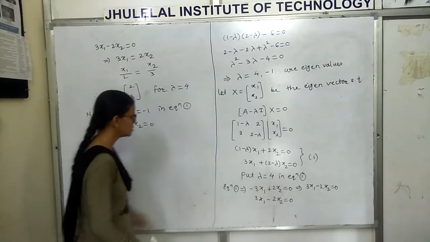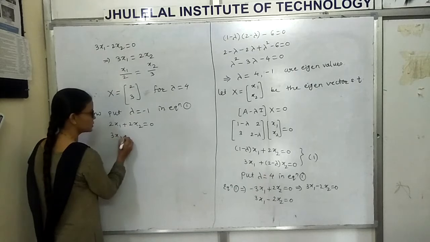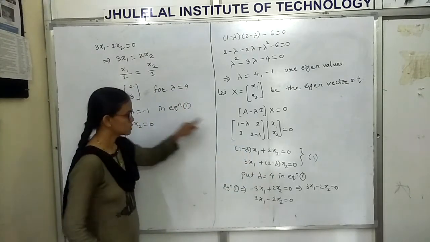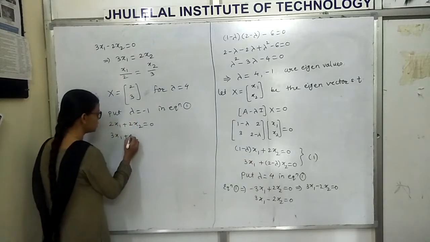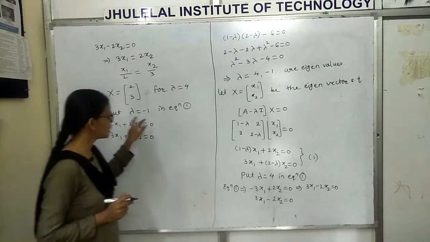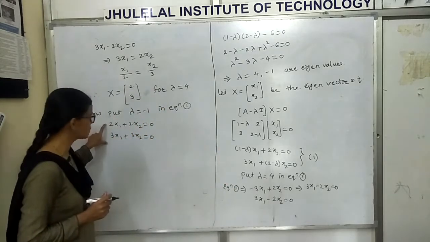In equation 2, here 3x1 plus 2 minus of minus 1. So 2 minus of minus 1 here will be 3x2 equal to 0. After substituting lambda equal to minus 1, we got these two equations.